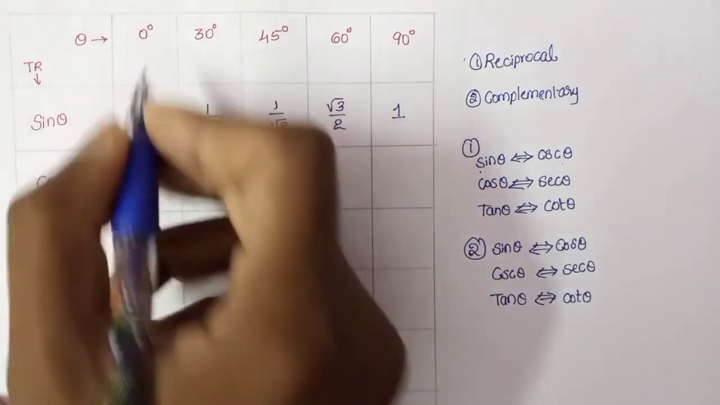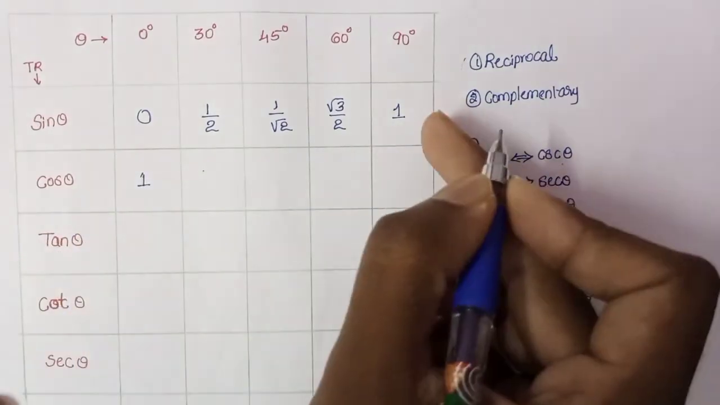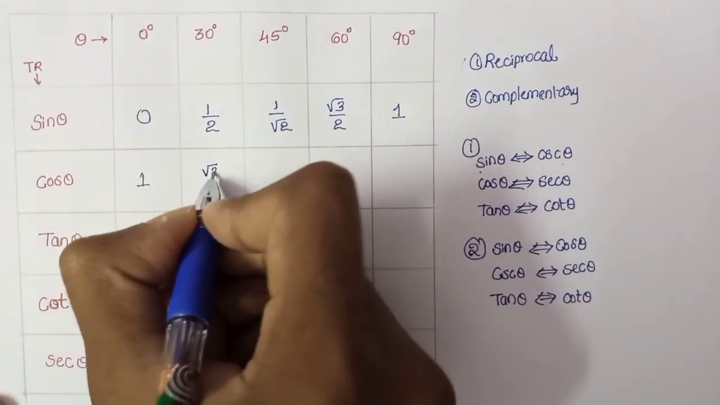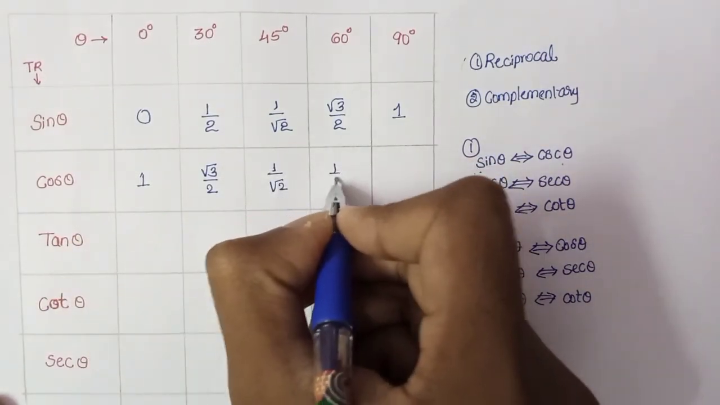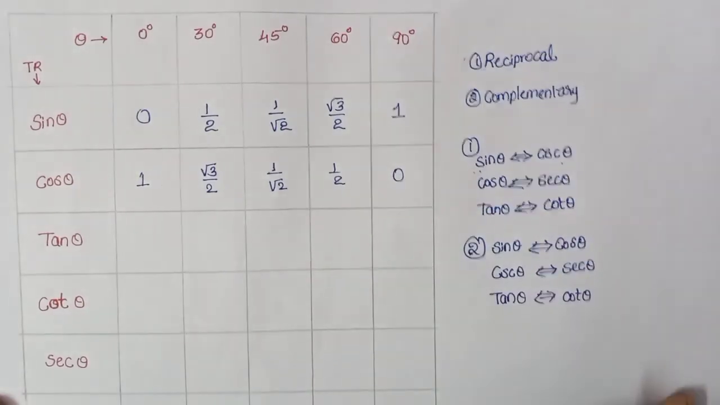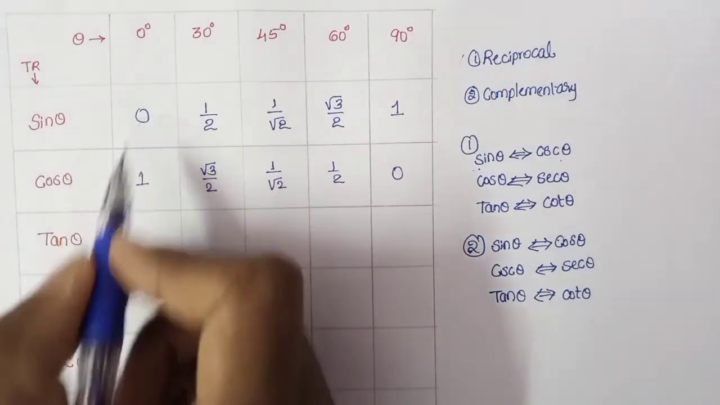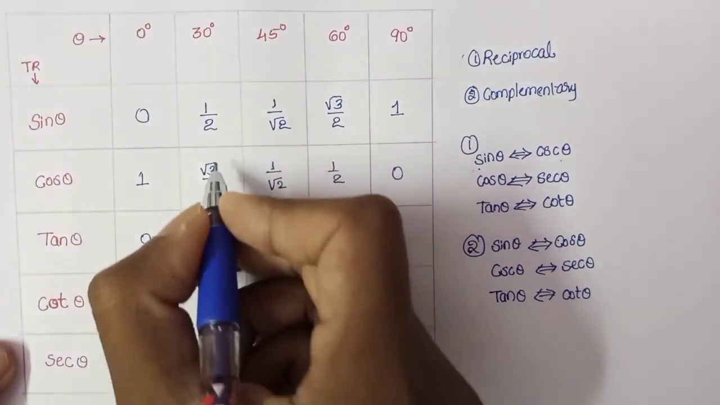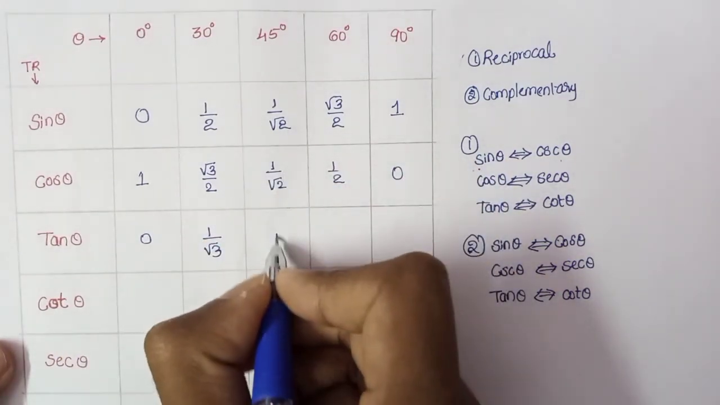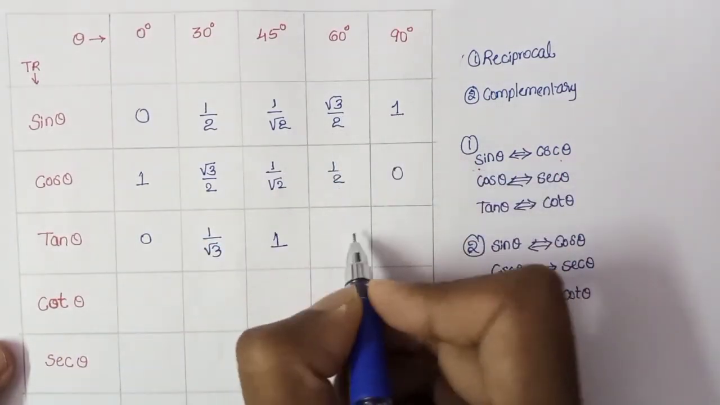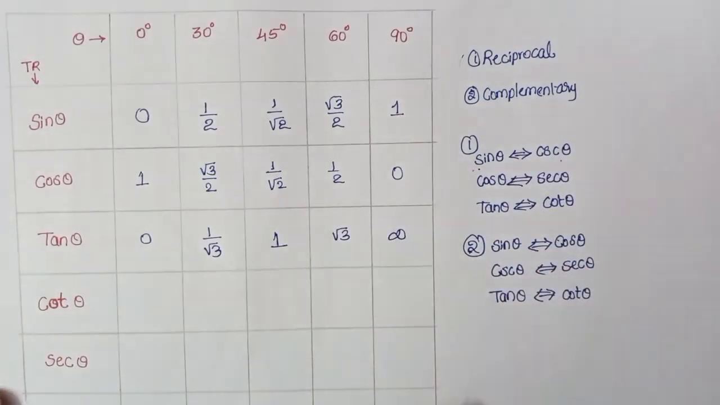So cos 0 is sin 90, that is 1. If you come from this side, you can write simply root 3 by 2, this is 1 by root 2, this is 1 by 2, this is 0. Simple. And next, tan. Tan is very simple. Sin by cos: 0 by 1 is 0. 1 by 2 by root 3 by 2 is 1 by root 3. 1 by root 2 by 1 by root 2 is 1. Root 3 by 2 by 1 by 2 is root 3. 1 by 0 is infinity.